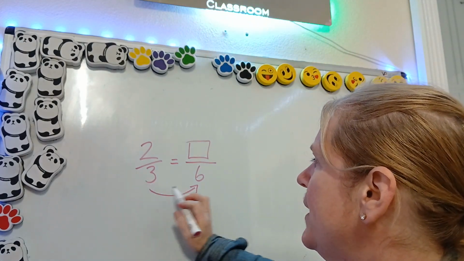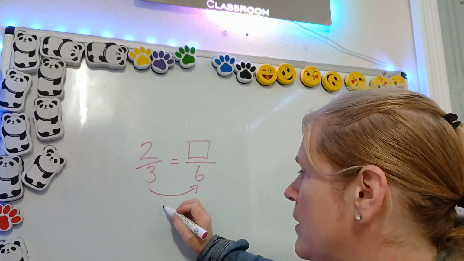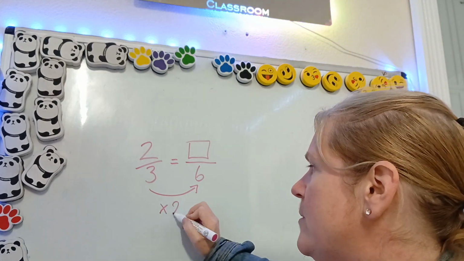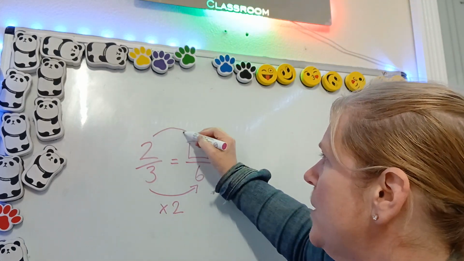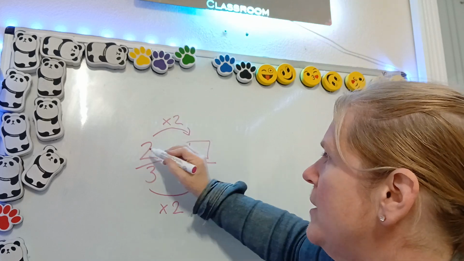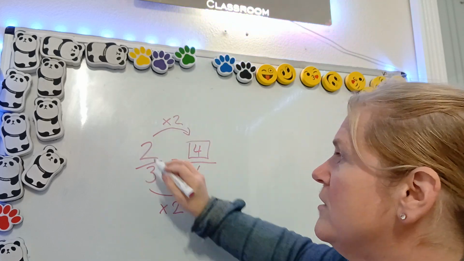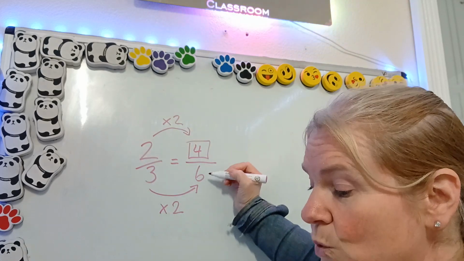But anyway, 3 to 6. It's always through multiplication, by the way, multiplication or division. That's times by 2. So whatever you do to your bottom number, that's what you do to your top. So you'll do 2 times 2, which is 4. So 2/3 is the same as 4/6.